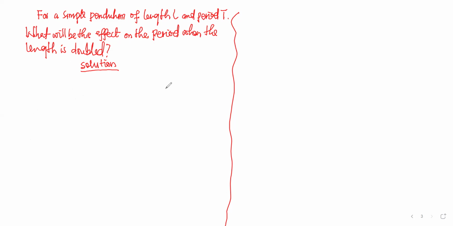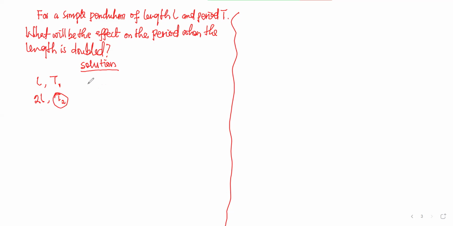Okay, so we are talking about, for length L, the period is T. Let L be equal to a period of T1. Now, when the length is doubled, twice of L, T2, we don't know. And that's what we are looking for.